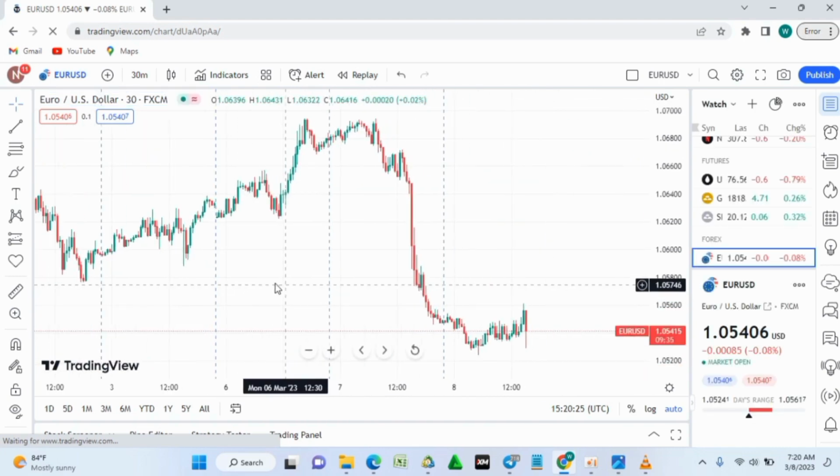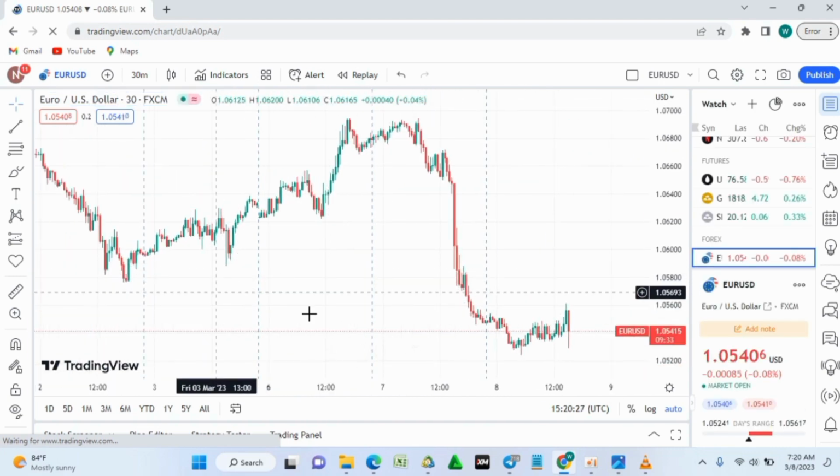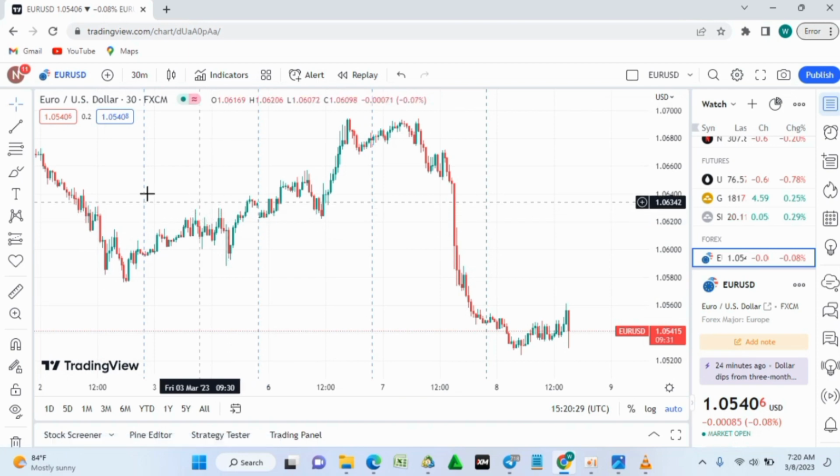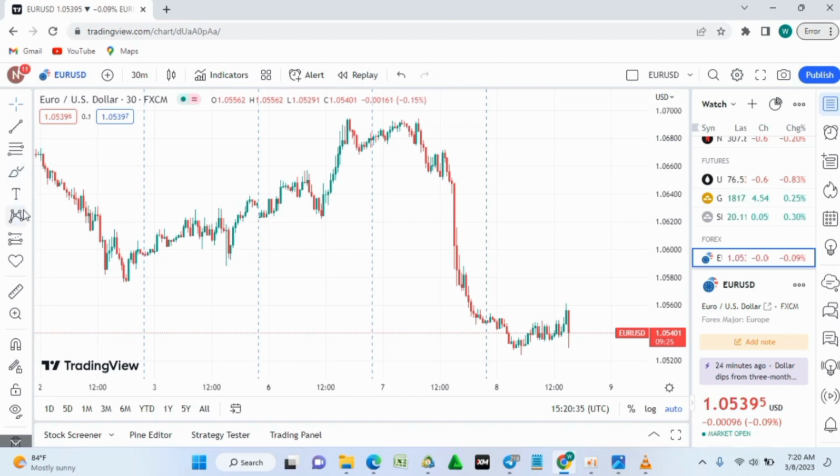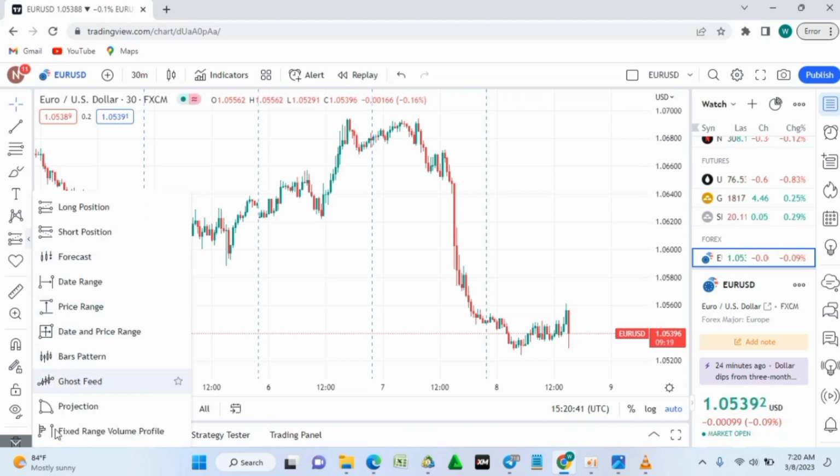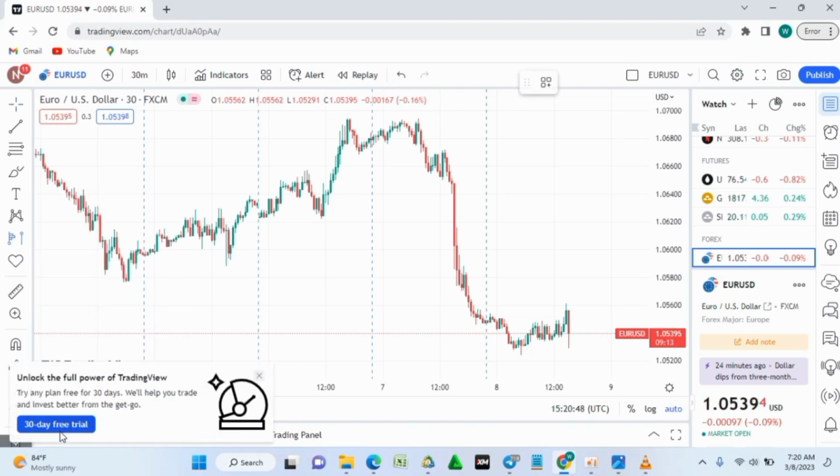Alright, and where can we find the indicator? On the left side here, you count 1, 2, 3, 4, 5, 6, 7. On the 7th, you go to the prediction tools, down at the bottom: Fixed Range Volume Profile. This is the tool you want, you click on it.